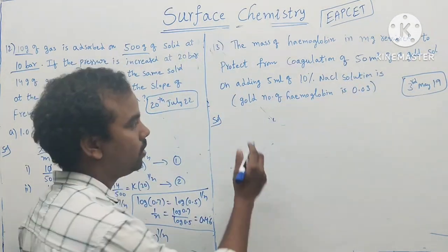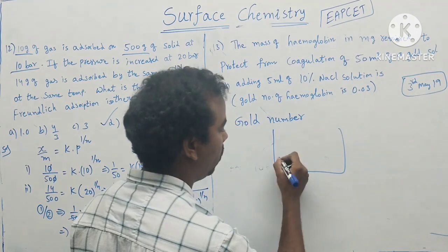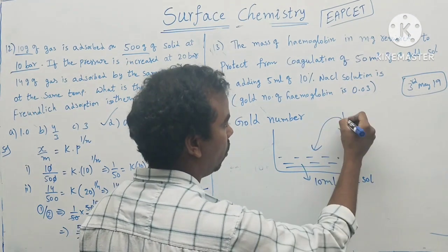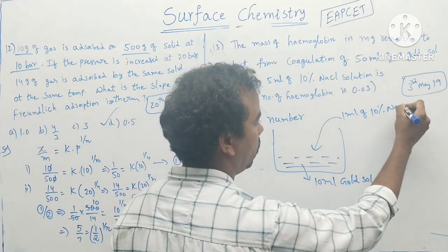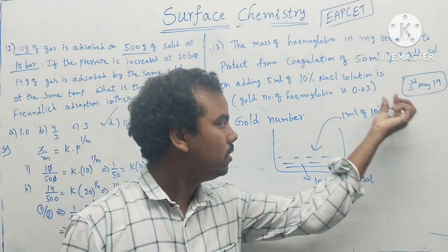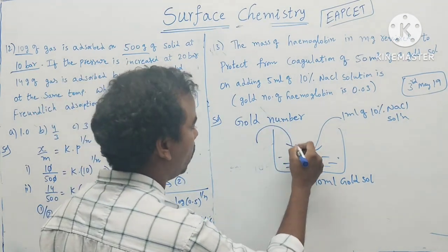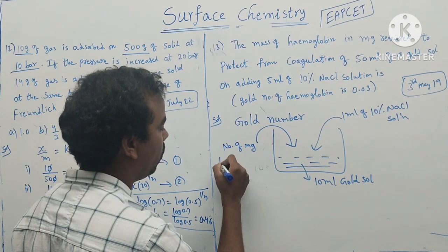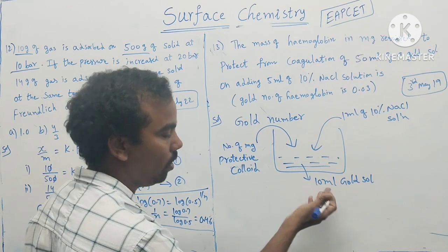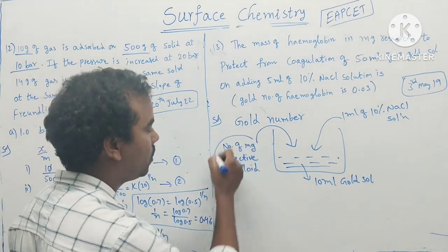Next, what is the mass of hemoglobin in milligrams required to protect from coagulation 50 ml of a gold sol on adding 5 ml of 10% NaCl solution? So first, what is the gold number? If you take 10 ml of gold sol and add 1 ml of 10% NaCl solution, then precipitation takes place. To stop that precipitation, how many milligrams of protective colloid are required? That is the gold number.